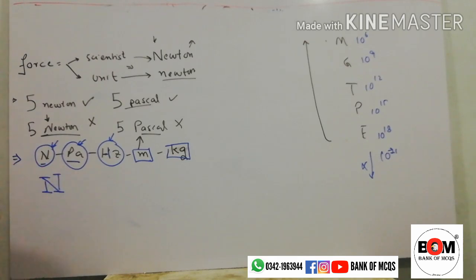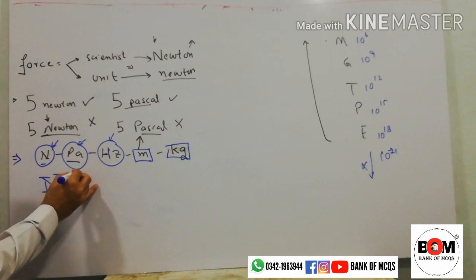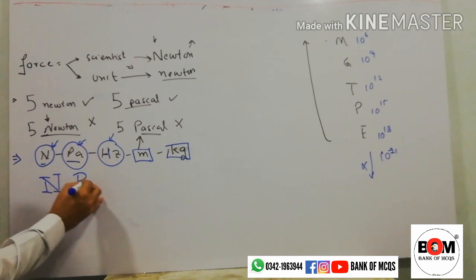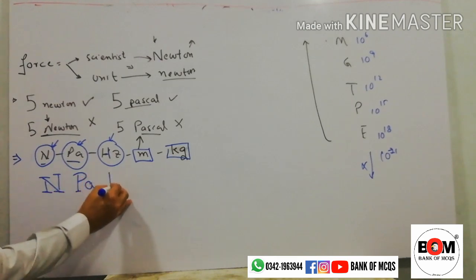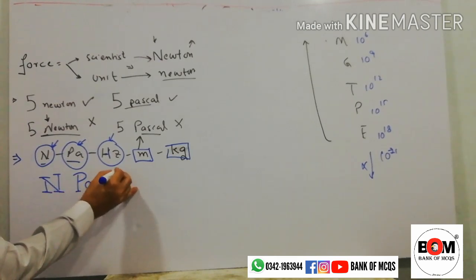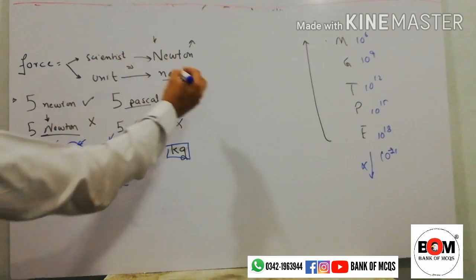Newton we will write in capital, but if there is a two-letter unit like Pascal, we write it as Pa, so the first one will be written as capital while the second one will be written as small. So again in case of Hertz, H will be written as capital while z will be written as small. So this was the second rule. The next is if you want to write 5 kilometers.